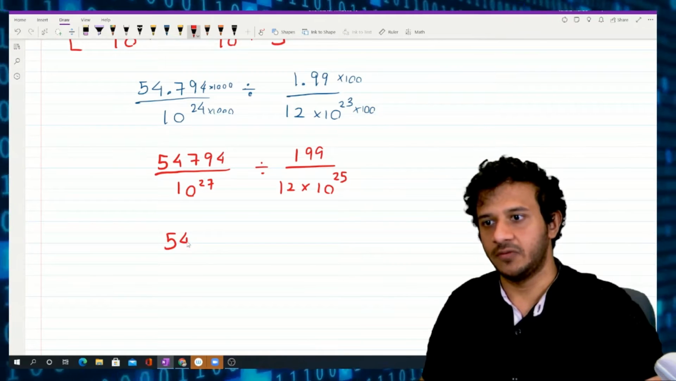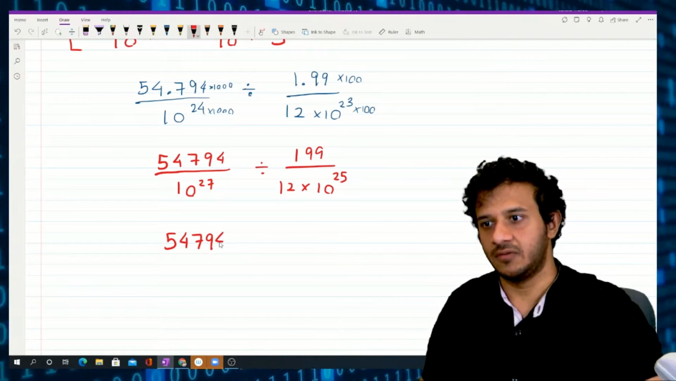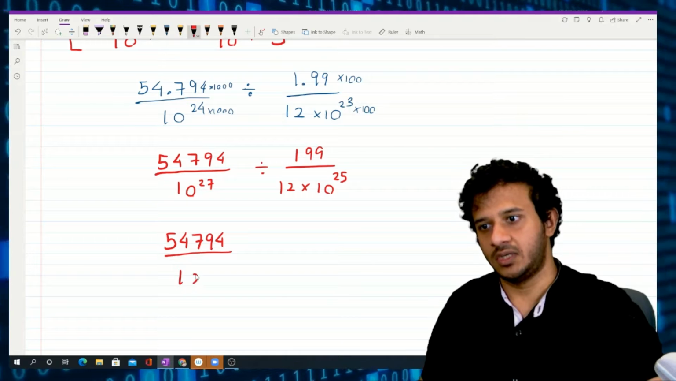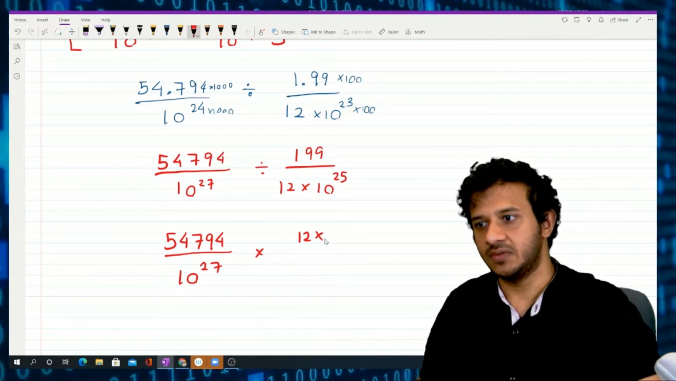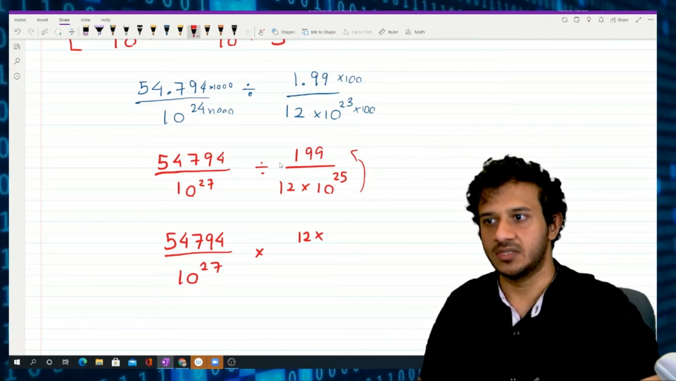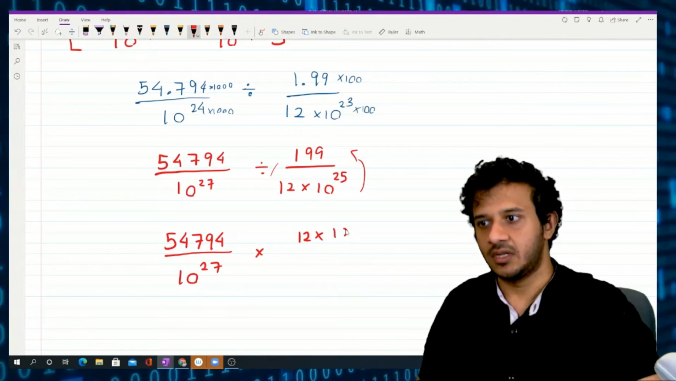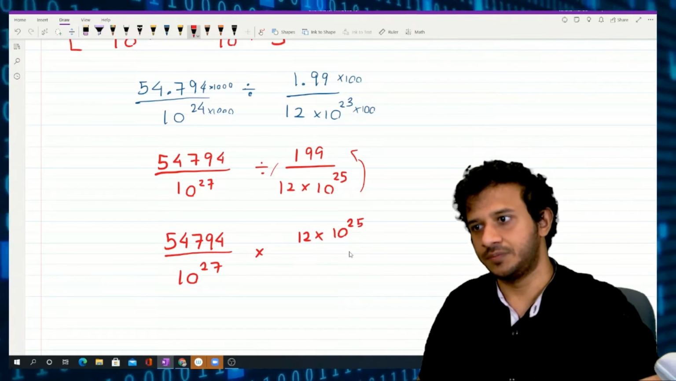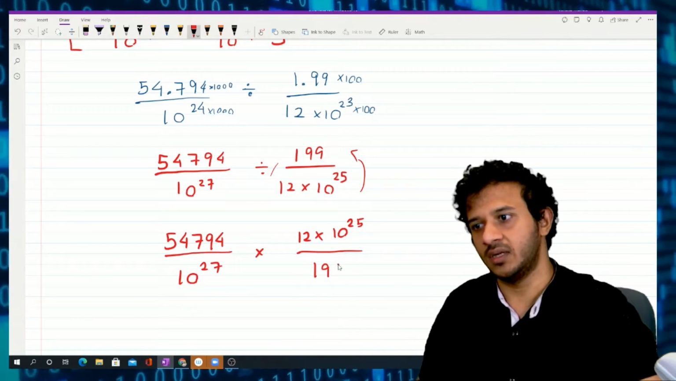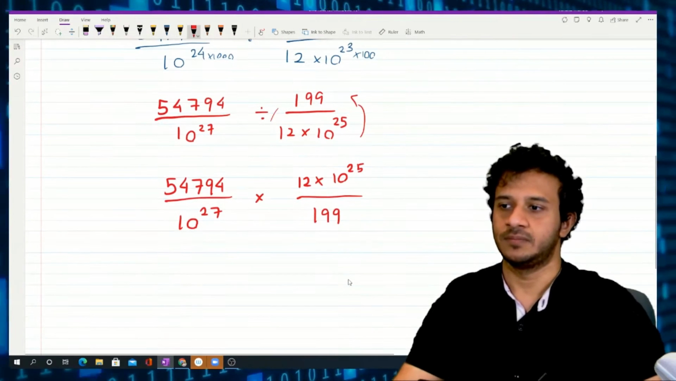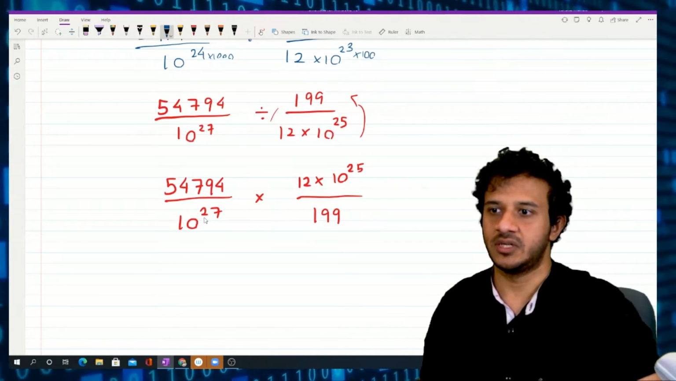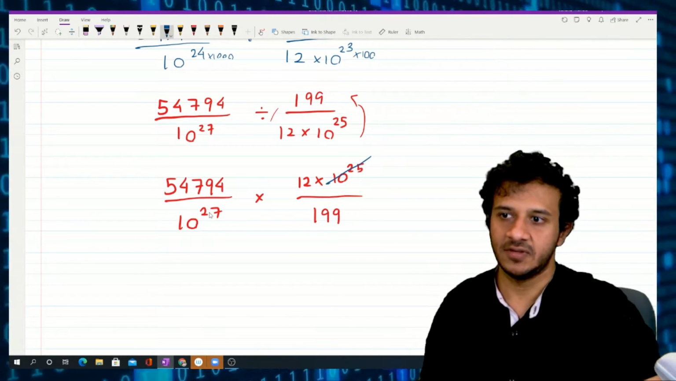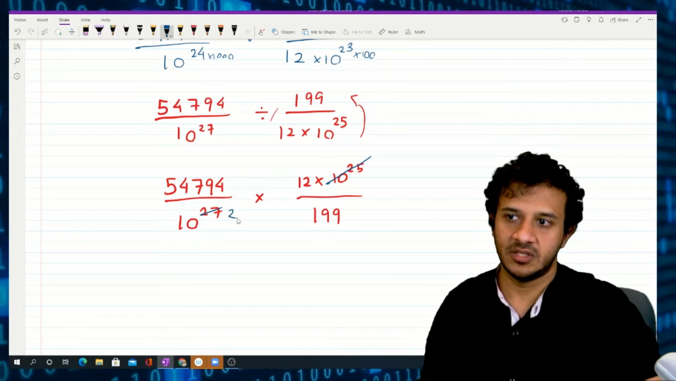And now guys, we know division will become multiplication when the right-hand side fraction goes upside down. So 54794 over 10 to the power of 27 multiplied by 12 times, because this goes up here and this goes down here, 10 to the power of 25 over 199. And now let's start to simplify it. I know this 10 to the power of 25 will cancel with the 27 down here, and only 10 to the power of 2 will be left.